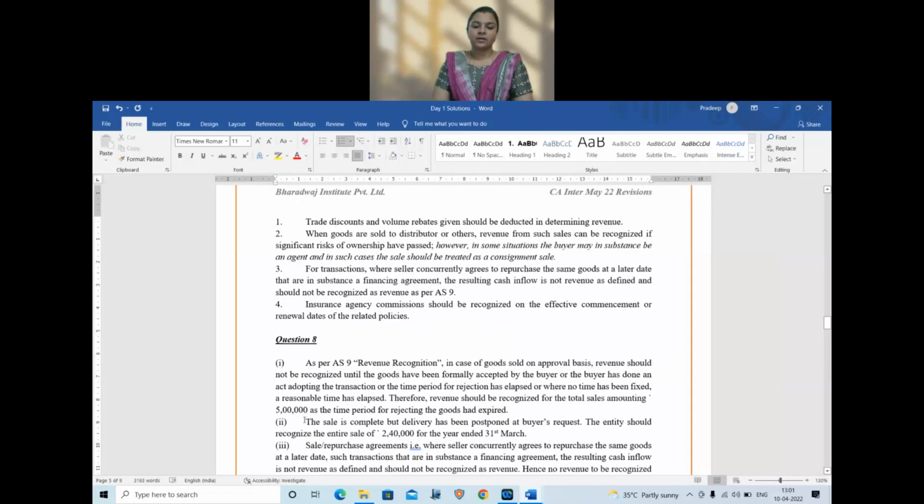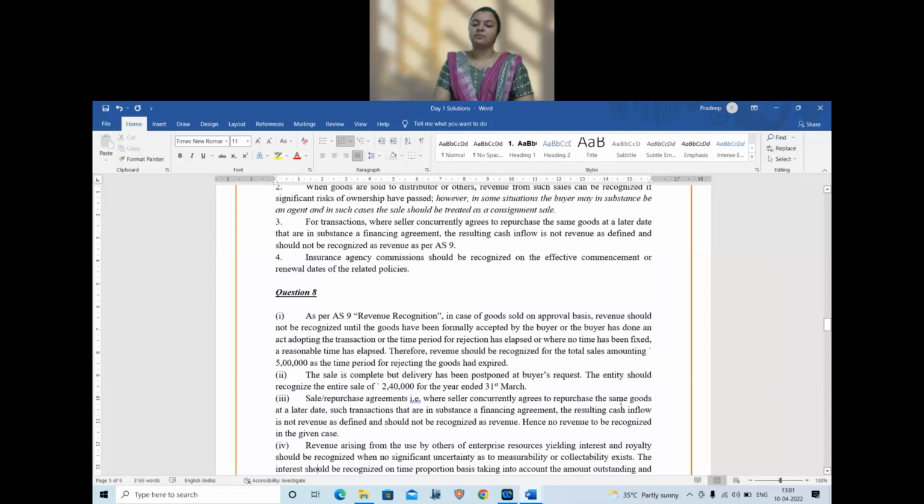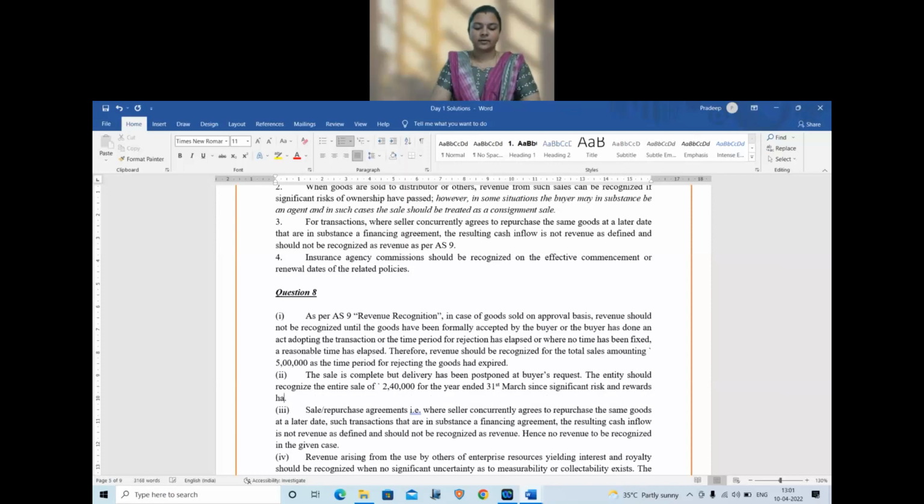Okay. So point number 2, sale is complete but the delivery is postponed. Therefore, the entity should recognize the entire sale since significant risks and rewards have been transferred. Never miss a chance to include keywords.